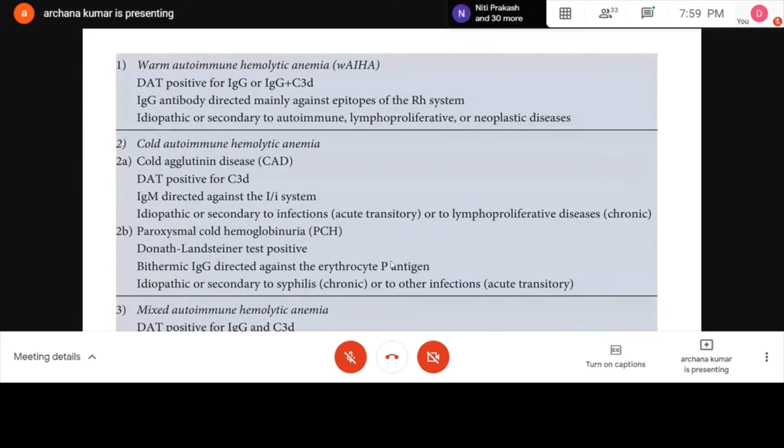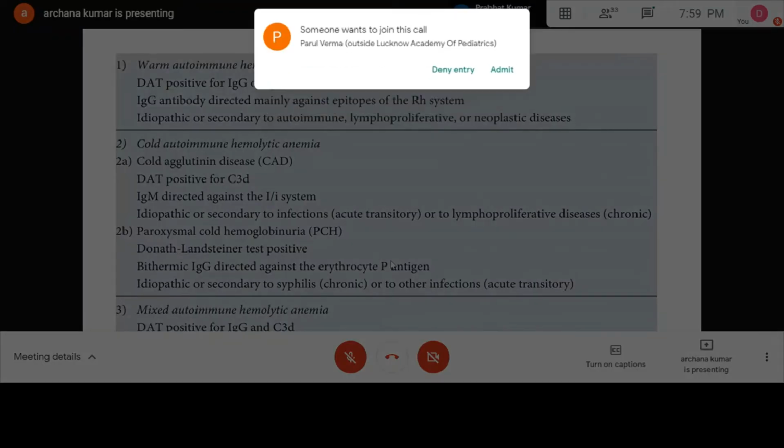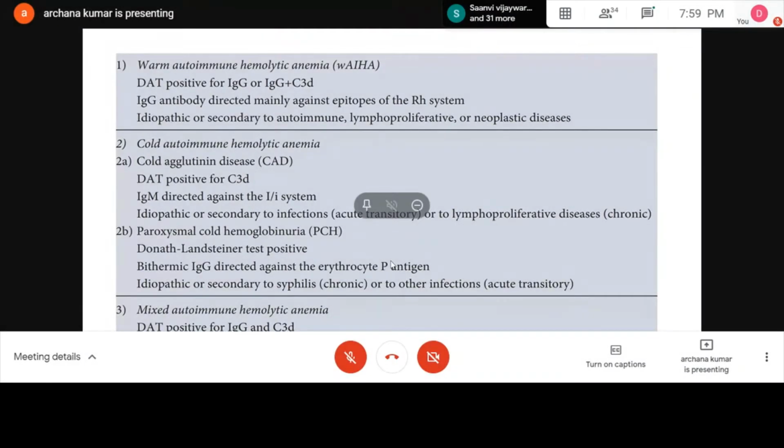Cold autoimmune hemolytic anemia is of two types, the first being cold agglutinin disease. These are DAT positive for C3 component and IgM directed against the I/i system on the RBCs. This again could either be primary or secondary to infections. Generally, it is acute or transitory if it's following infections, or chronic, especially if it is related to lymphoproliferative diseases, which is much more common in adults.